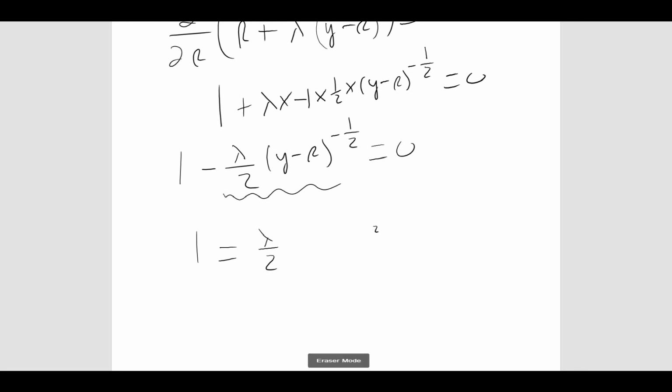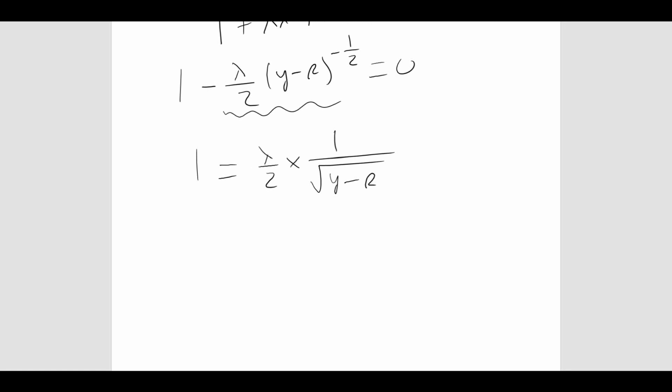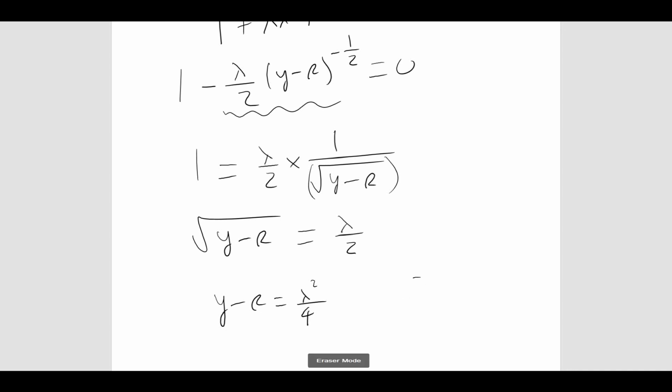But that just means that I've got times 1 over the square root of y minus r. So what I'm going to do, I'm going to multiply both sides by root y minus r to bring it up to the left. So I have root y minus r is equal to lambda over 2. I'm going to square both sides. Y minus r is equal to lambda squared over 4. I'm going to add r to both sides. So we get y is equal to, or actually I'm going to get r on its own. So r is equal to y minus lambda squared over 4, which I think we had earlier actually, but that's fine.